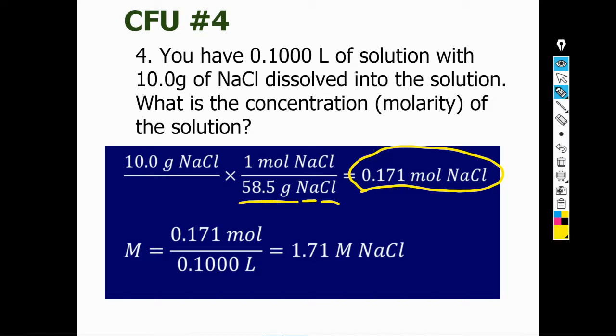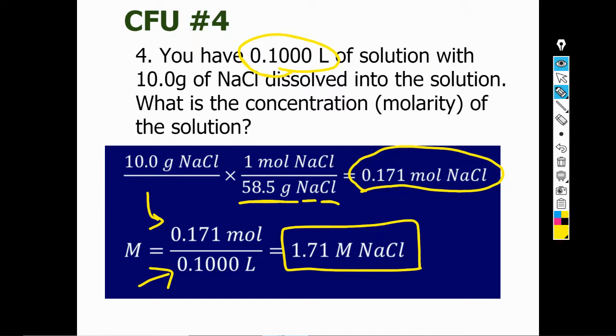So I pop that into the top there, and the 0.1 liter for the solution volume is on the bottom, and I divide, and we can see that this is a 1.71 molar sodium chloride solution in water. So we made salt water with that concentration.